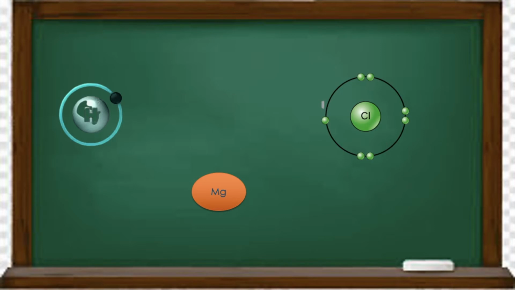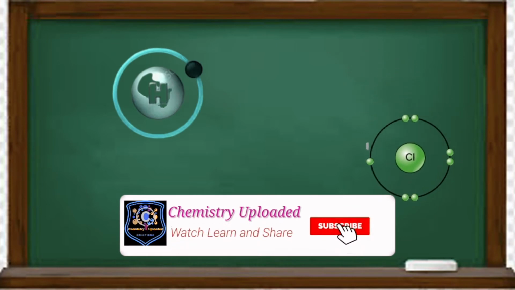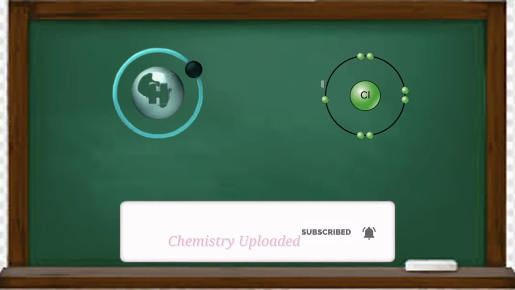Look at these atoms: hydrogen, magnesium and chlorine. When two or more atoms combine, they form compounds. Here, magnesium and hydrogen combined form magnesium hydride. Like that, magnesium and chlorine combine to form magnesium chloride. Like that, a hydrogen atom and a chlorine atom combined together form hydrogen chloride.